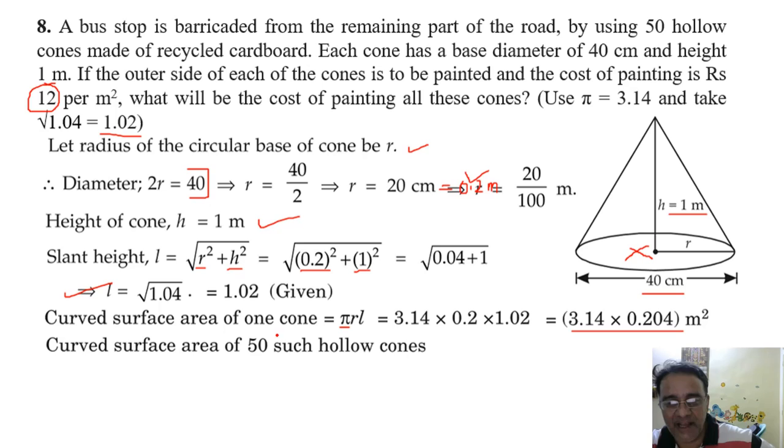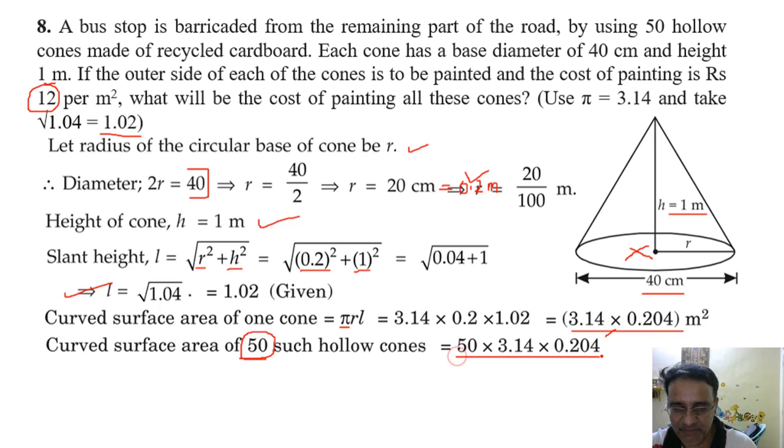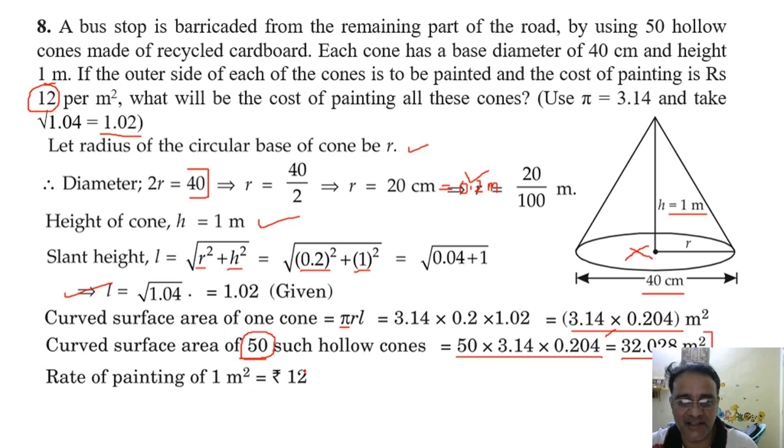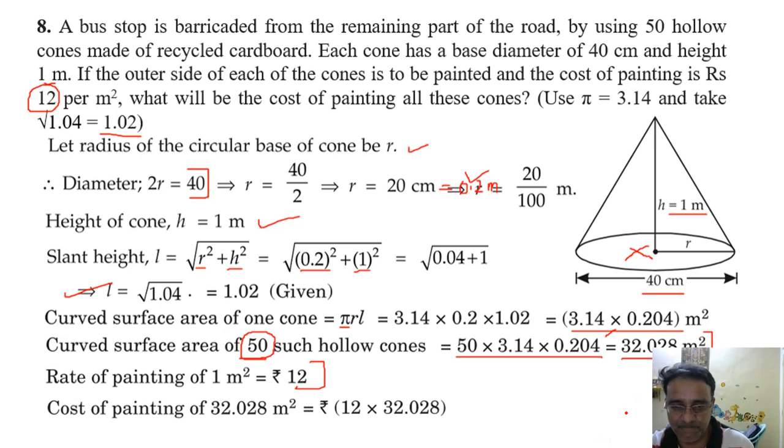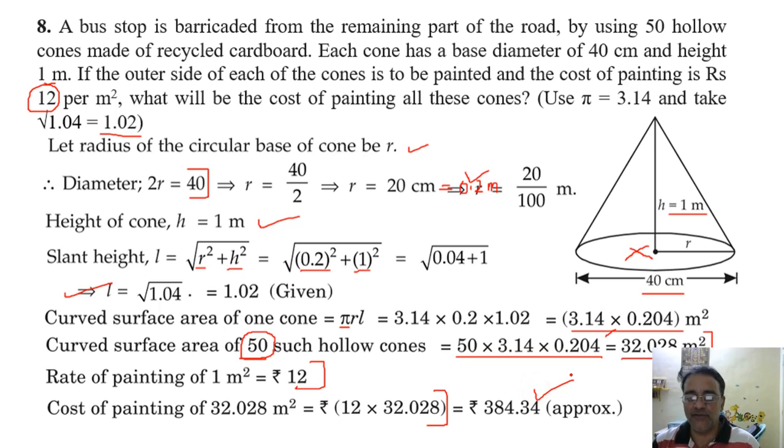Okay, so how many such hollow cones are there? 50. So what will we do with this? First we'll multiply by 50. So approximately we are getting 32.028 meter square. Now cost of 1 meter square is given rupees 12. So the total cost will be equals to 12 into 32.028. Now if you multiply you will get the final answer 384.34 approximate rupees. Any doubt in this question?